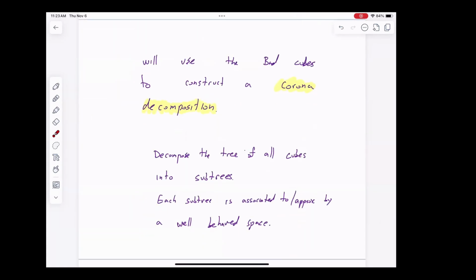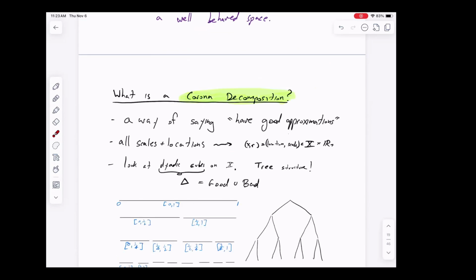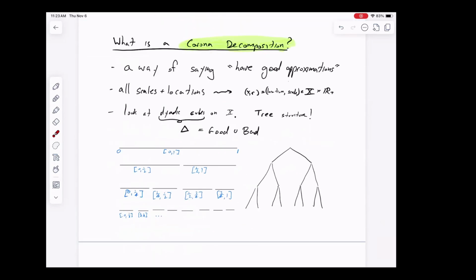Okay, so we're going to use these bad cubes to construct what's called a corona decomposition. I'll tell you what it is in great detail in a few minutes, but the first thing I want to say is that we're going to look at the tree of all possible cubes that Christ gave us, and we'll decompose them into subtrees. Each subtree is going to be approximated by a well-behaved space. So what is a corona decomposition? There are going to be a few slides now that explain this.